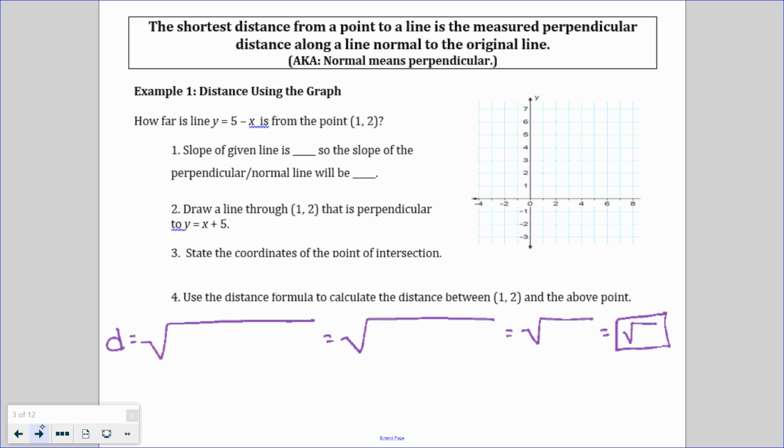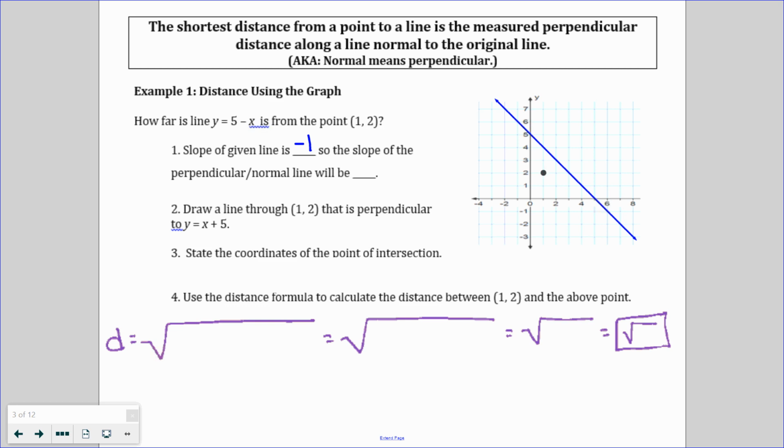Distance using the graph. Okay, so how far is the line y equals 5 minus x from the point (1, 2)? So graph the line because our slope will be negative 1. The y-intercept is at 5. There's the line for y equals 5 minus x.